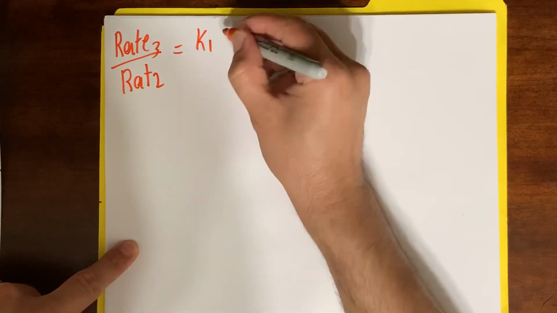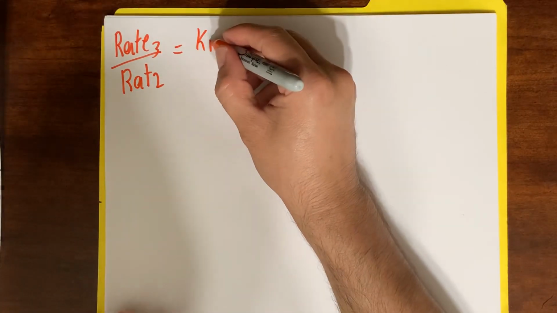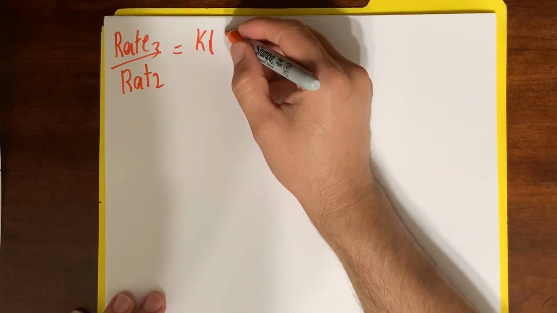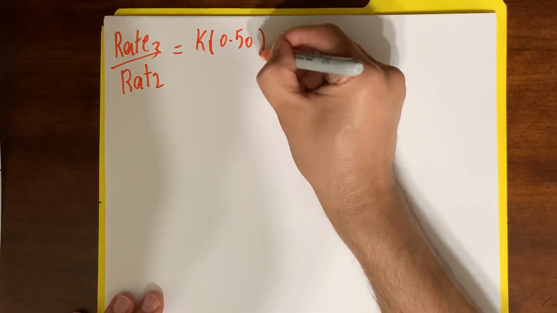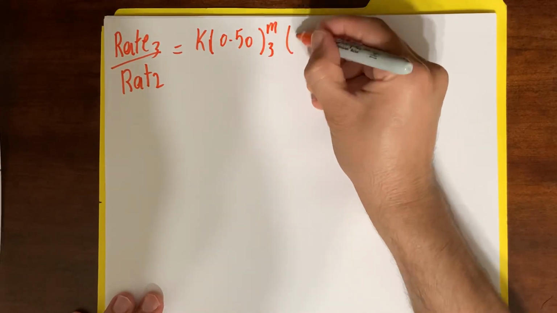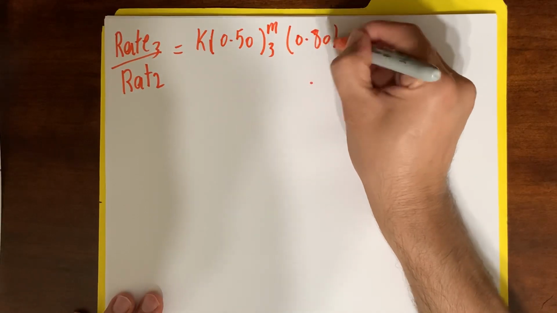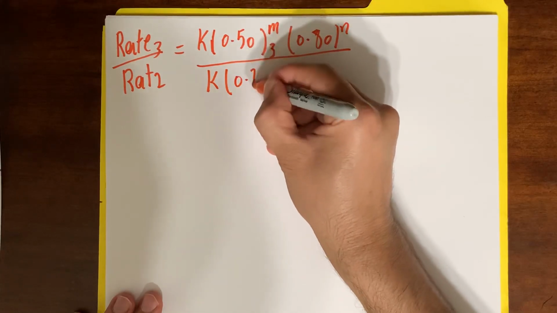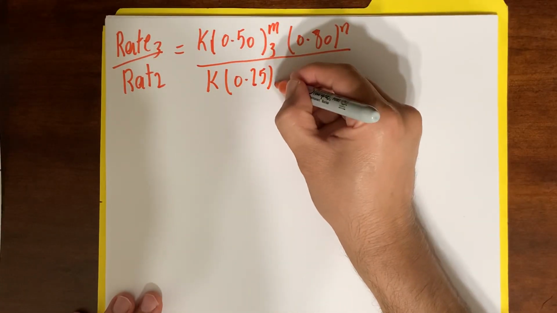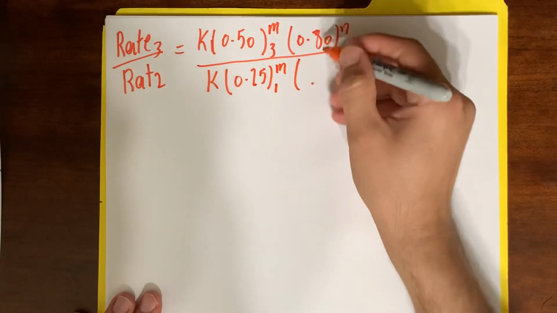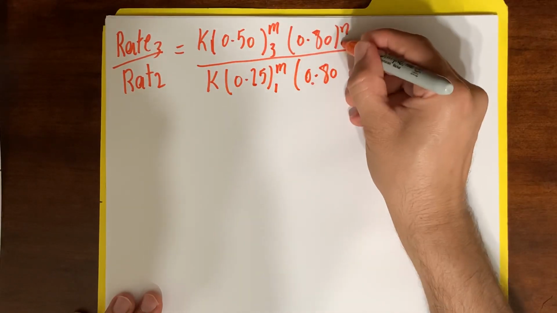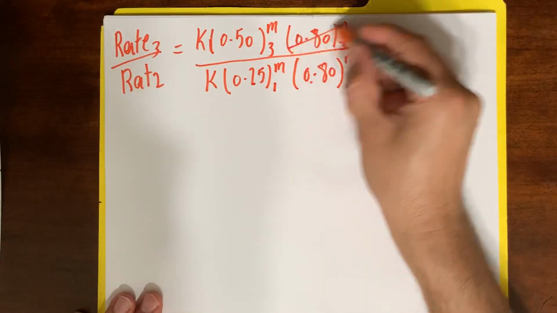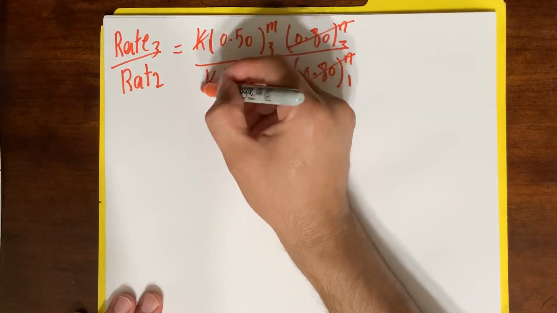equal to k, CO, sorry, not k1, it's k CO from the third reaction is 0.50 to the power of m. This one is 0.80 to the power of n. k, it will be 0.25 to the power of m, and this one is 0.80 to the power of n. So n will be cancelled, k by k.